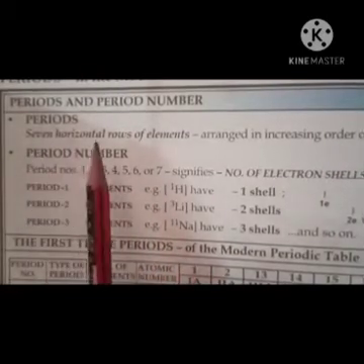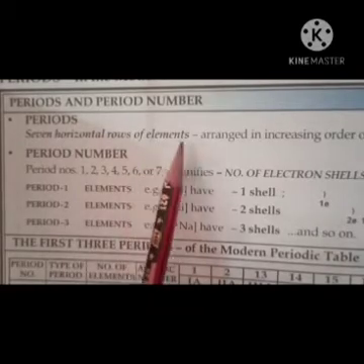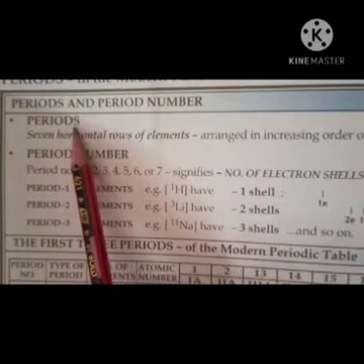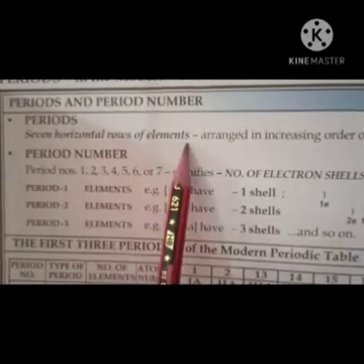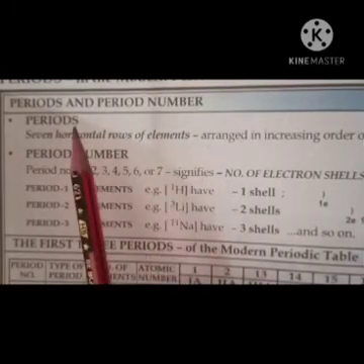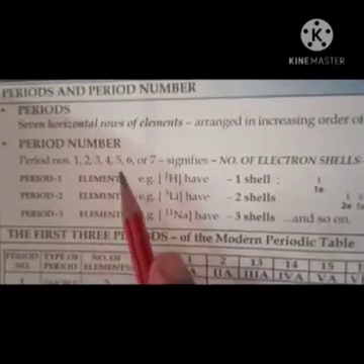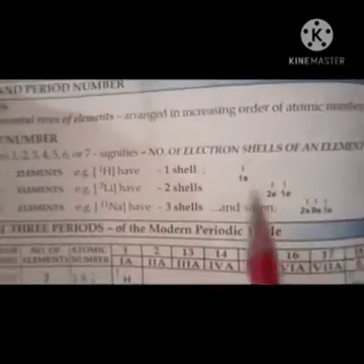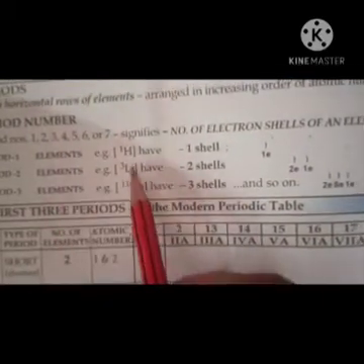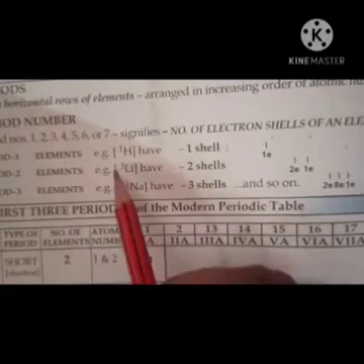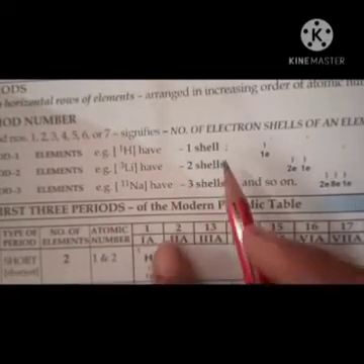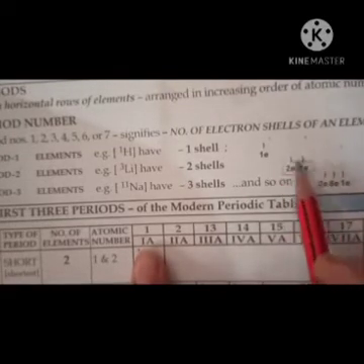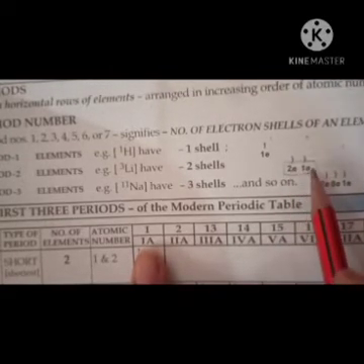Next, what are periods? The 7 horizontal rows of elements arranged in increasing order of atomic number are called periods. Or simply, the 7 horizontal rows of elements in a periodic table are called periods. And the period number signifies the number of electron shells of an element. For example, lithium's atomic number is 3, so its electronic configuration is 2, 1. How many shells are there? 2 shells, so it will come in the second period.